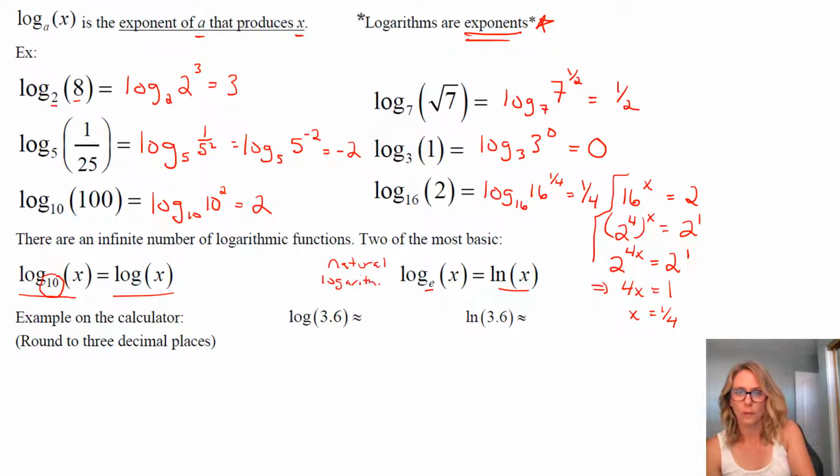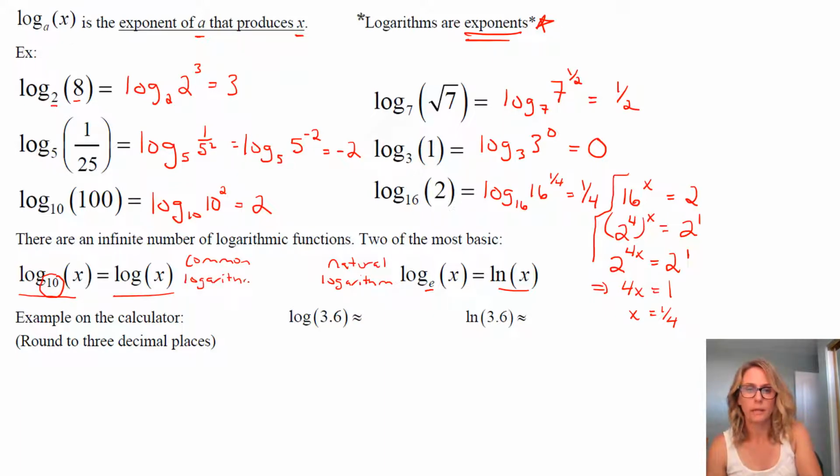That is why it's called ln. Don't ask me why it's not nl. Don't ask me. I don't know. But it stands for natural logarithm. Over here, we have the common logarithm.